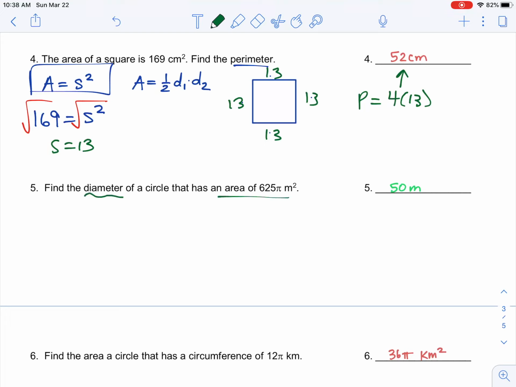Last one. A rhombus has a perimeter of 300 centimeters. If one diagonal is 24, find the area of the rhombus. Well, in a rhombus, every single side has the same length. So it's really 4 times my side to equal 300. Divide by 4. The side is 75. Well, the diagonal is 24. I'm going to split that right here into 12 and 12, right? The diagonals bisect each other and they make a right angle.